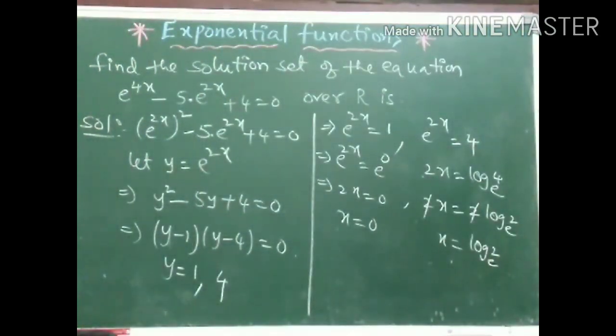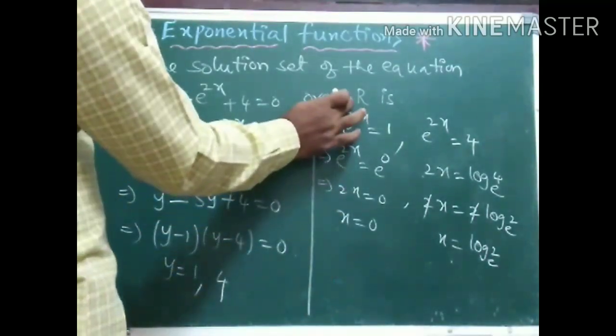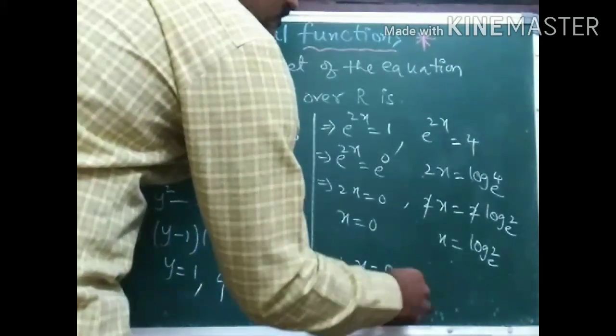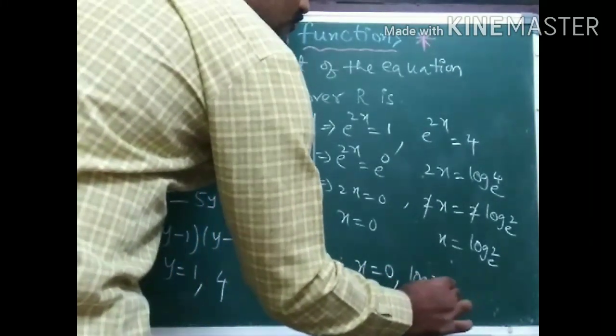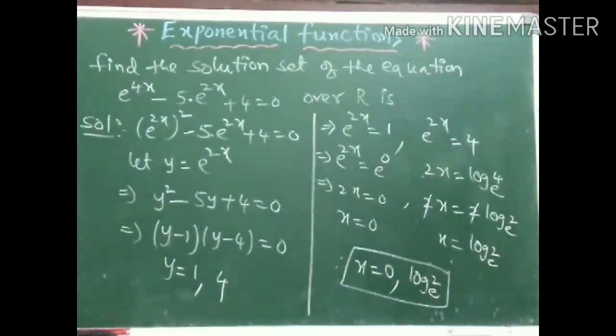So therefore one of the values is 0 and another value is log 2 to the base e, and both are real numbers. Therefore here x is equal to 0, log 2 to the base e are the solutions of the given exponential equation.